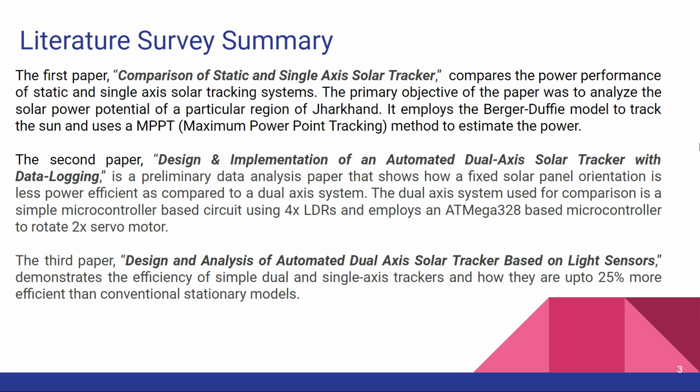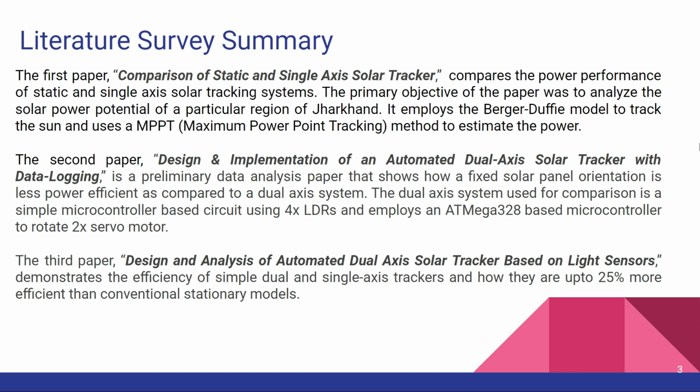The second paper, titled Design and Implementation of an Automated Dual-Axis Solar Tracker with Data Logging, is a preliminary data analysis paper that shows how a fixed solar panel orientation is less power efficient as compared to a dual-axis system. It employs an Atmega 328 based microcontroller and two servo motors for dual-axis control.